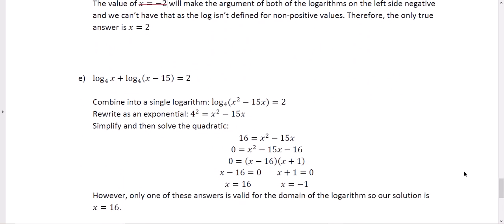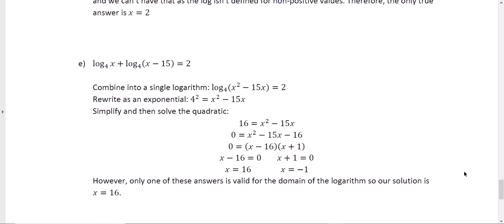All right, let's do one more. Log base 4 of x plus log base 4 of x minus 15 equals 2. Adding two logarithms turns into multiplication of the same base, turns into multiplication of their arguments. So we'll combine into a single log using the properties. Log base 4 of x squared minus 15x equals 2.